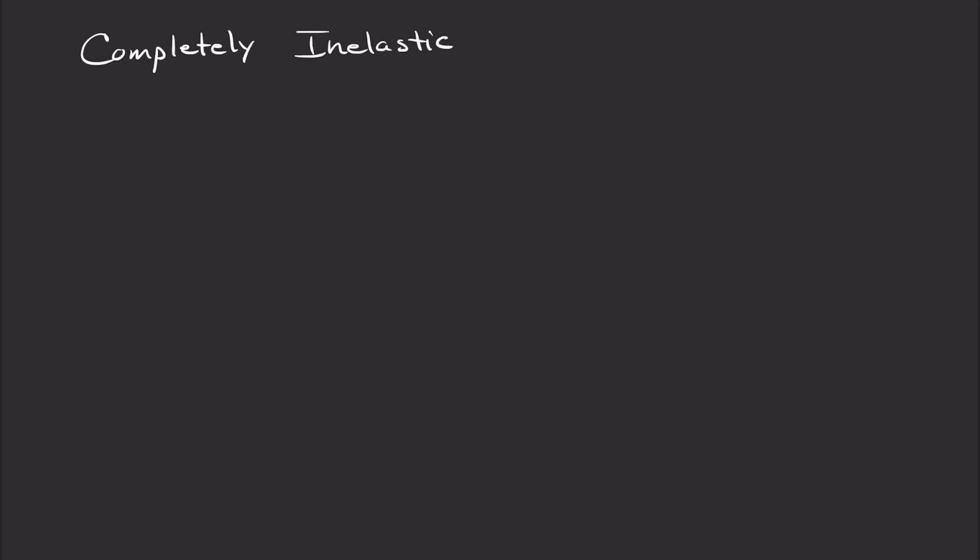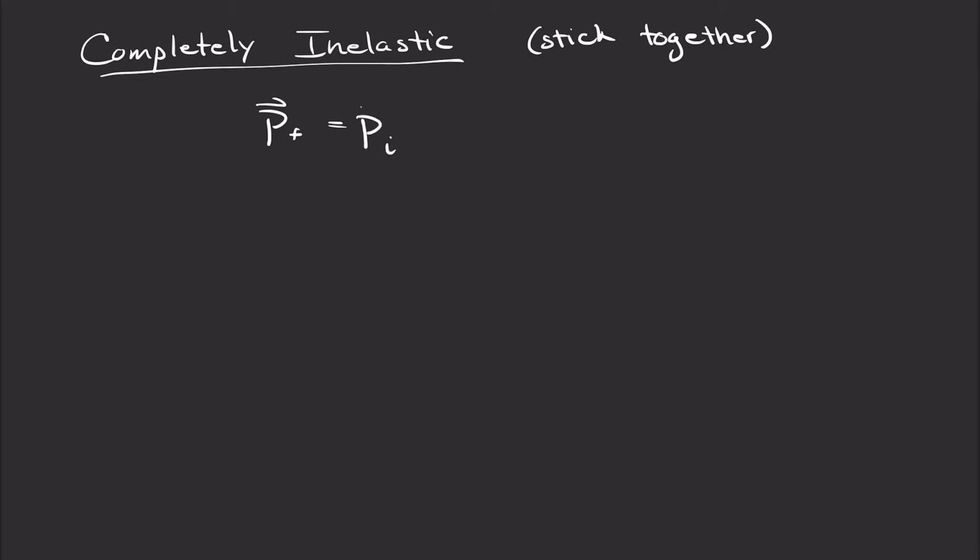because we can use the fact that our objects stick together to simplify some of our equations. Okay, so this is when the objects stick together after the collision. Okay, so the final momentum is equal to the initial momentum. So this means I take the final momentum of the first object plus the final momentum of the second object equals the initial momentum of the first object plus the initial momentum of the second object.